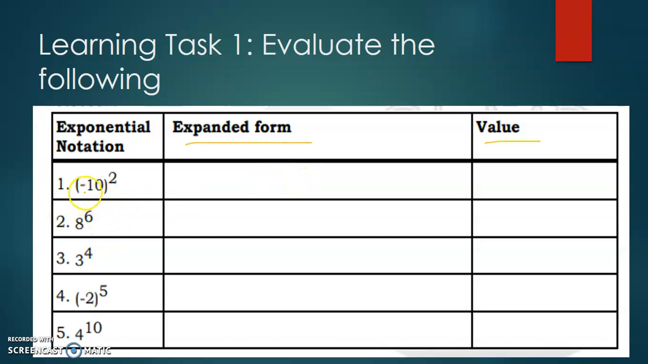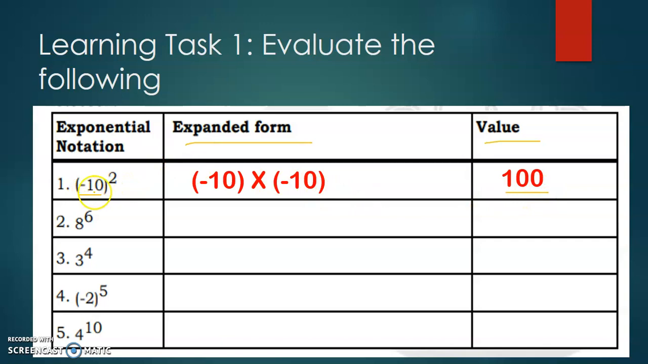Let's start with negative 10 to the power of 2. So, ibig sabihin lang yan, 10 ang ating base. Ang exponent ay 2, imumultiply natin ang negative 10 ng dalawang beses. So, negative 10 multiplied by negative 10. Take note, kapag ang negative, minultiply mo sa negative, ang product yan ay magiging positive. So, 10 times 10, that is just 100.